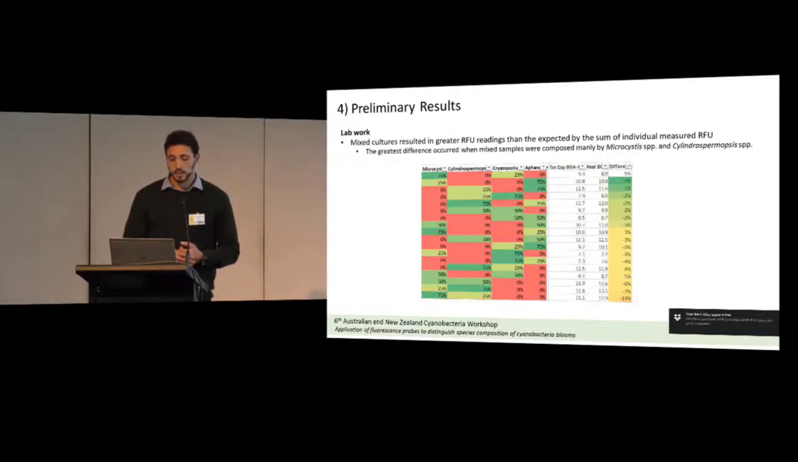What we can see at the bottom of the table is that for the cases where Microcystis and Cylindrospermopsis dominated or comprised the mixed culture, we had the biggest difference between the phycocyanin readings for the mixed culture and the expected one from the proportional sum of the single species. What this might indicate is that the calibration of the probe should be done considering the key species of a certain reservoir, for instance.